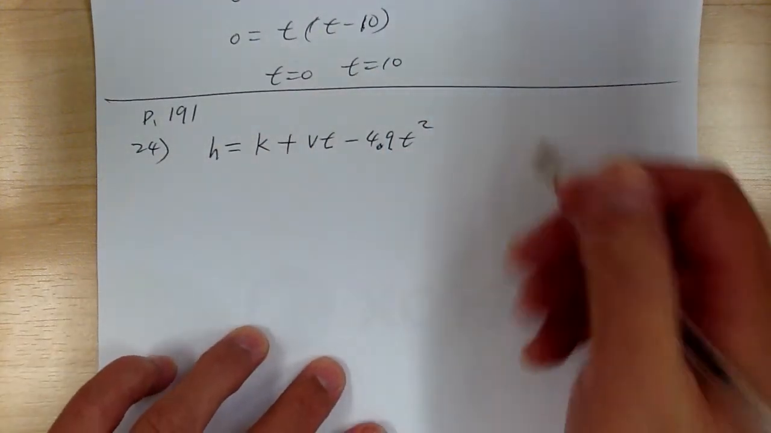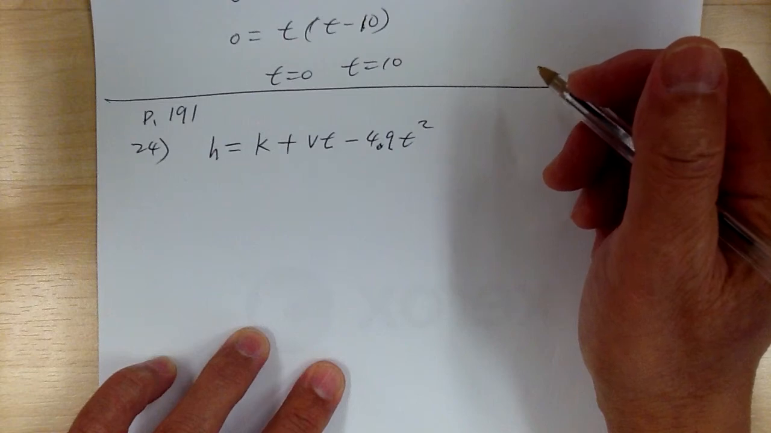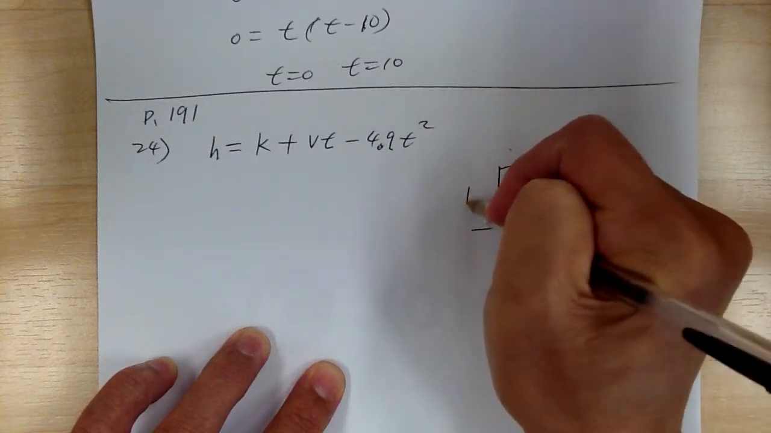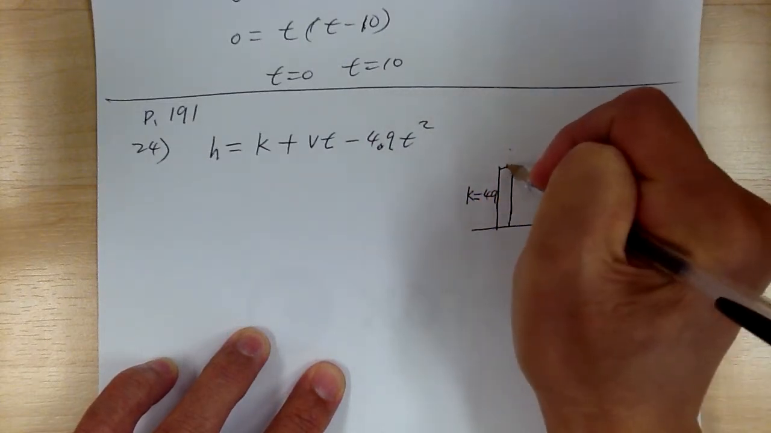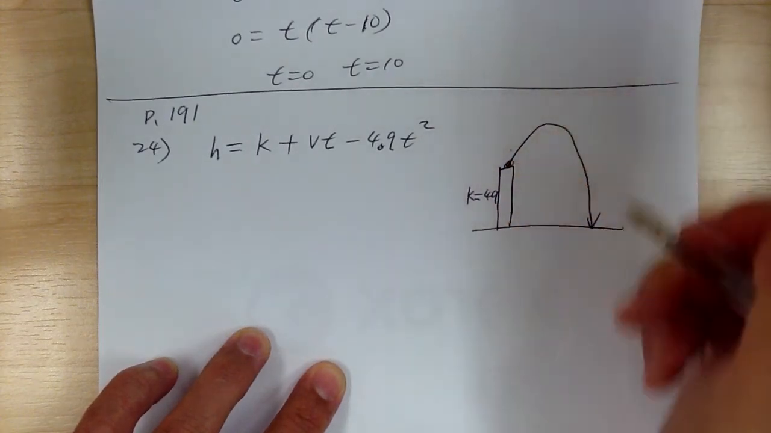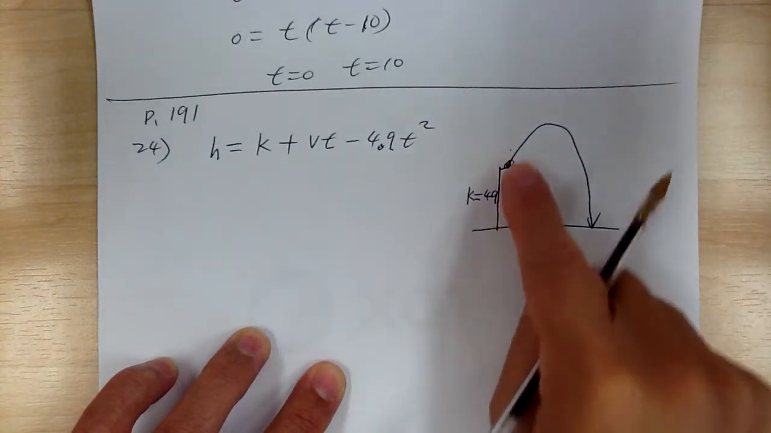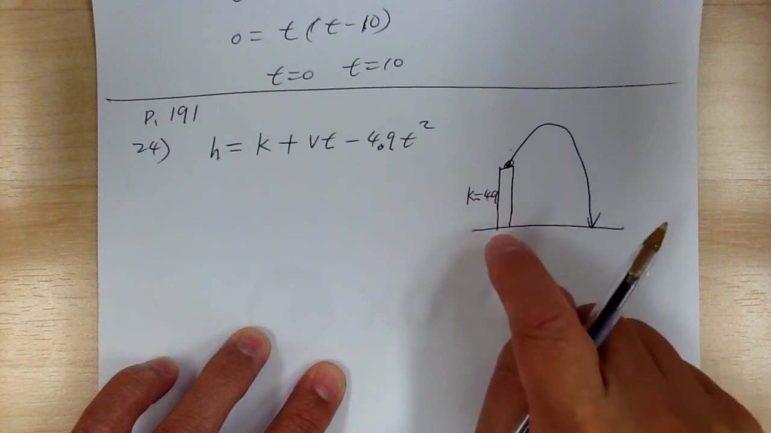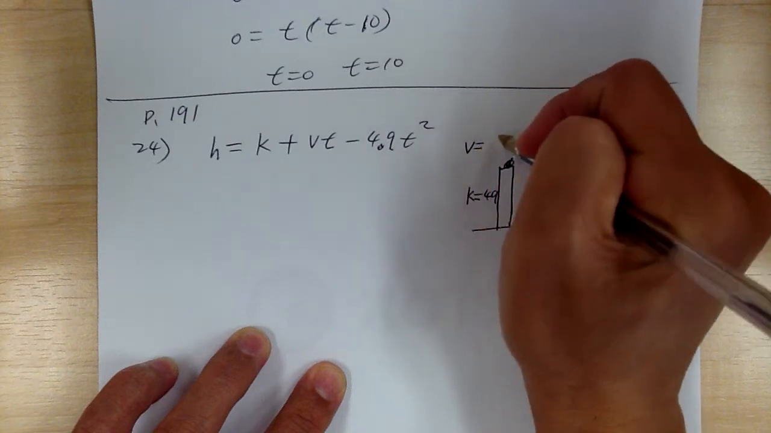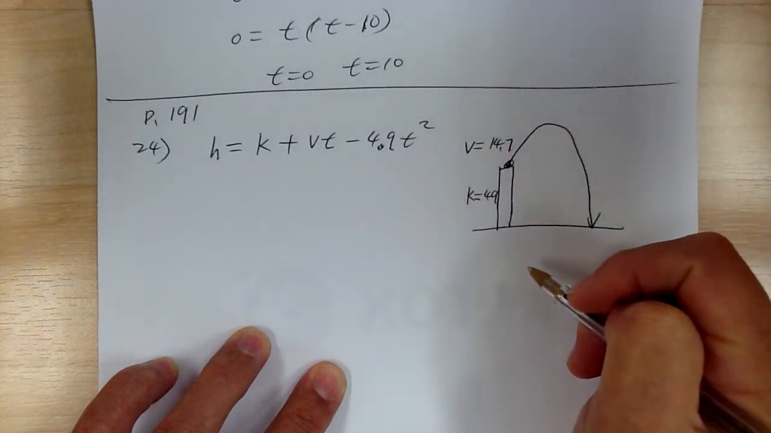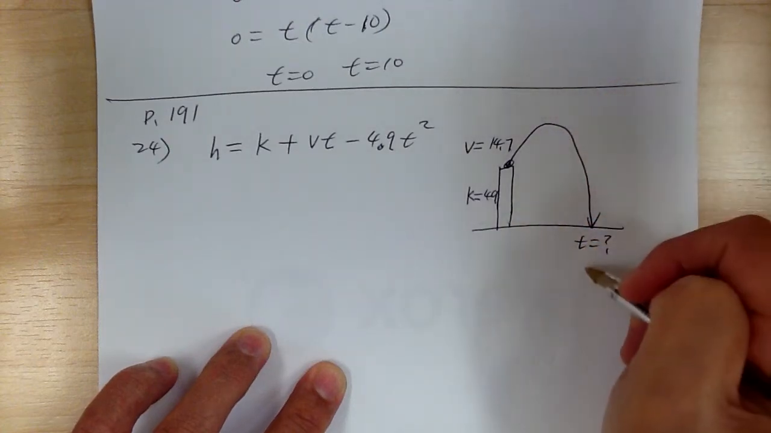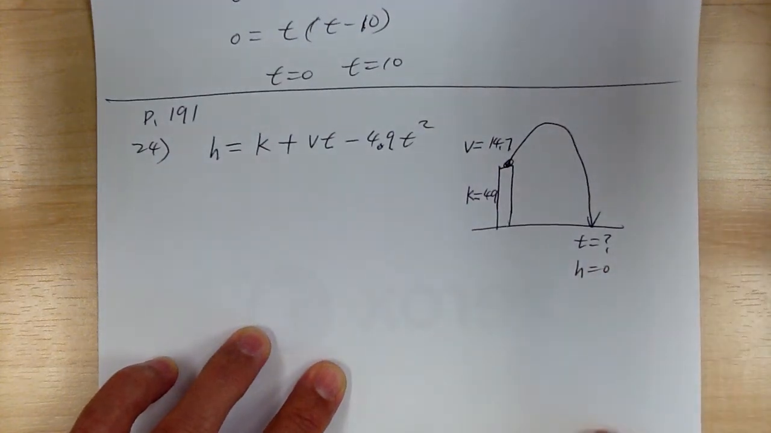So for number 24, it says a ball is thrown upward at the top of a tower. So here's a tower, and over here k is 49. Again, top of the tower, and it's thrown upward, and it's going to come back down. Okay, so that's the picture you have. And with initial velocity, the speed equal to 14.7. It asks how many seconds until it strikes the ground? So you're looking for t when it hits the ground. That means the height equal to 0. Okay, so you need to understand all that.